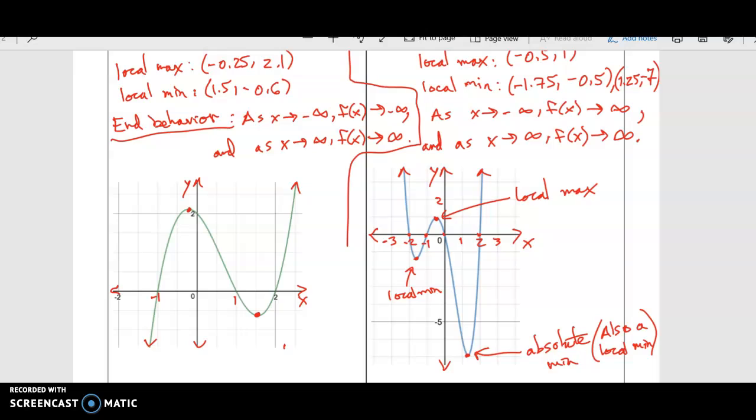Over here in this example, that's a local min. But look, this arrow keeps going down, right? So there's values below it. This is a local max. But this arrow goes up. So there's values above it. So neither one of those are absolute, but this one is.